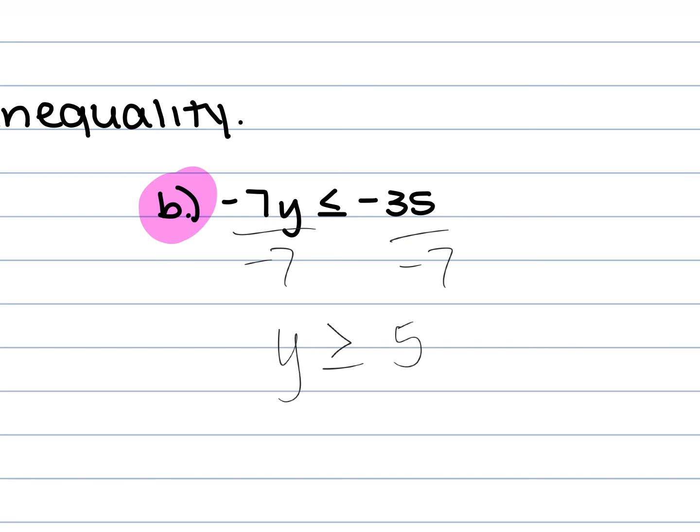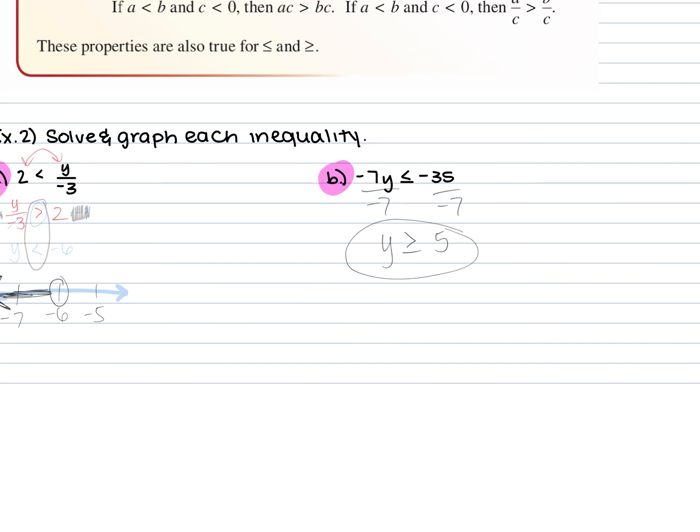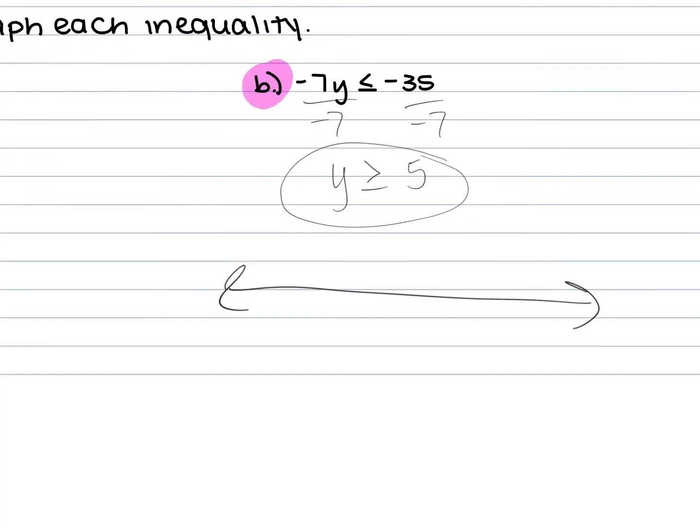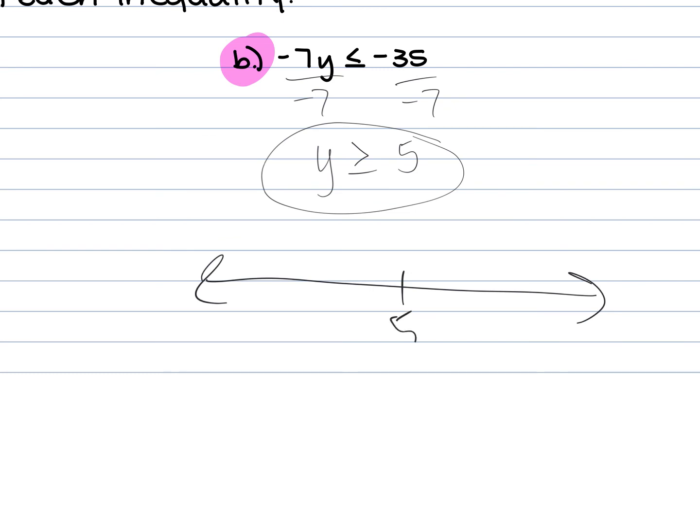Positive 5. Why is it a positive here, guys? Negative divided by a negative gives me positive. What do I do next? Number line. What goes in the middle? What goes to the right of 5? And what goes to the left? Which way do I shade? And what is it missing? Needs a closed circle.